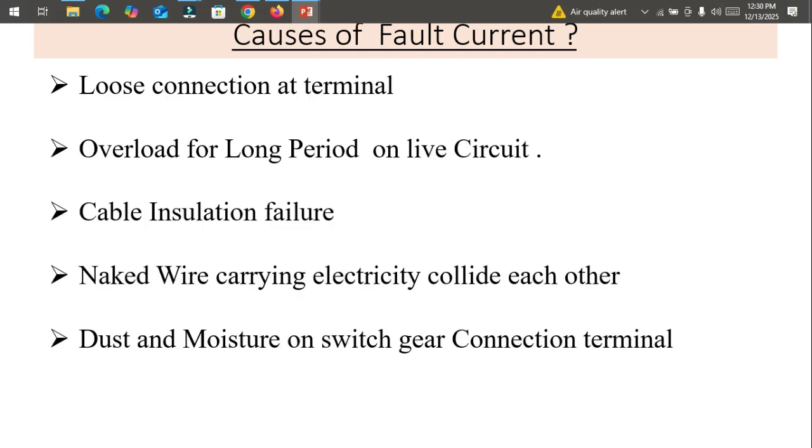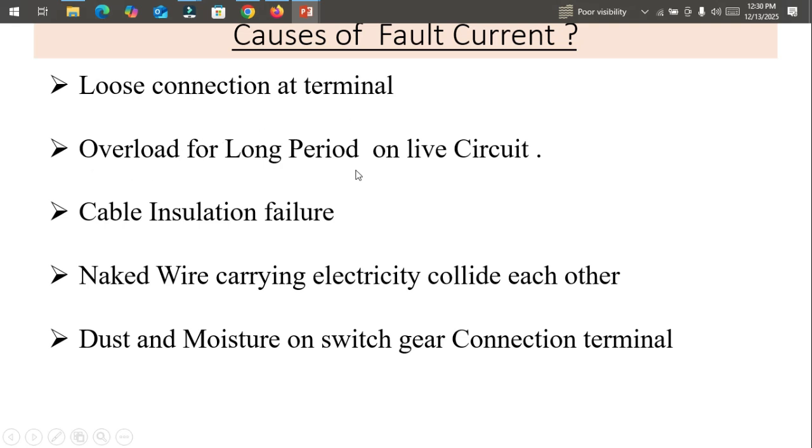So what are the causes of the fault current? These are the major causes. A loose connection at a terminal, wherever we are terminating the cables: if we find any loose connection, then in future a short circuit will happen because of that. A spark will happen and there will be fault current, a huge current will flow. So this is also a major cause of the fault current.